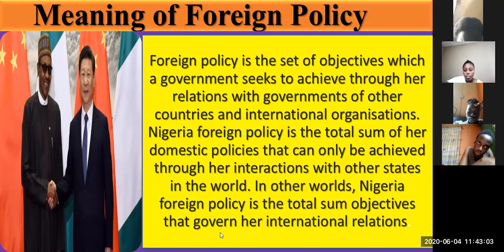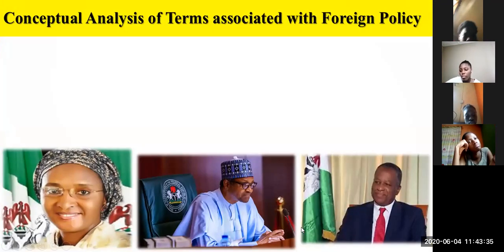In the same way, for those policies made by Nigeria which Nigeria could not achieve within the country, I need to interact with other countries, and that turns into Nigeria's foreign policy. And that's why it is the totality of objectives Nigeria needs to achieve, or what governs Nigeria's relations with other states in the world. Do you understand what Nigeria's foreign policy is now? Yes, sir. Okay.